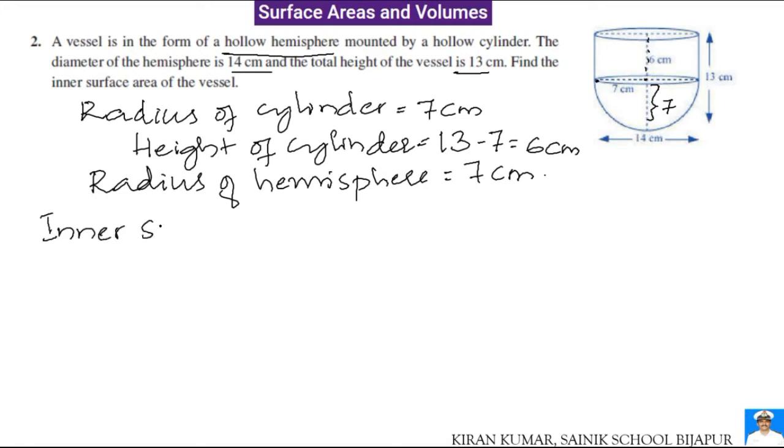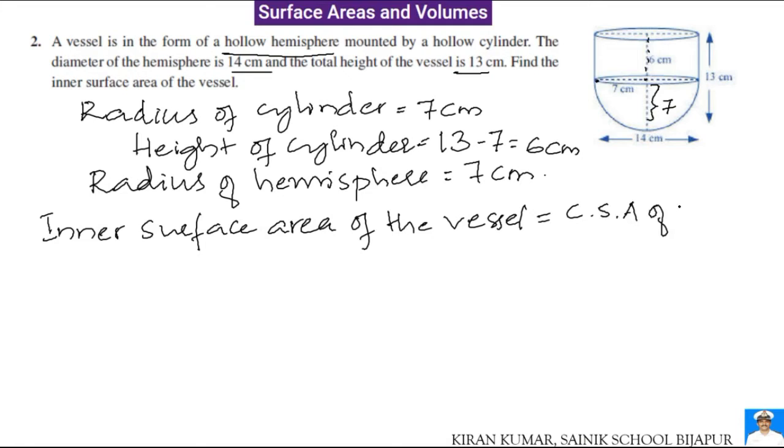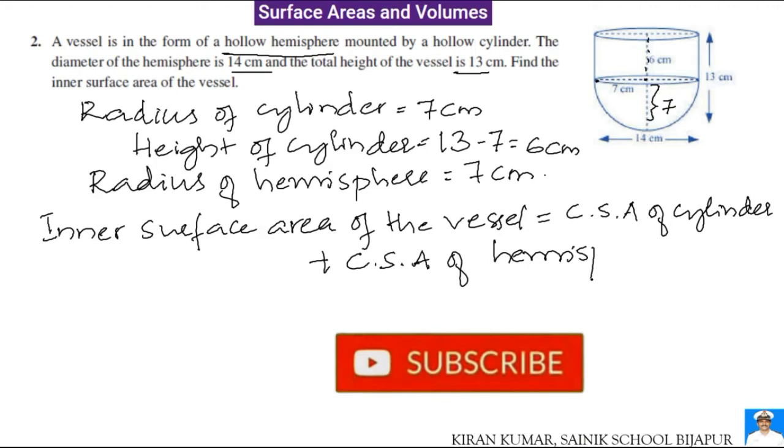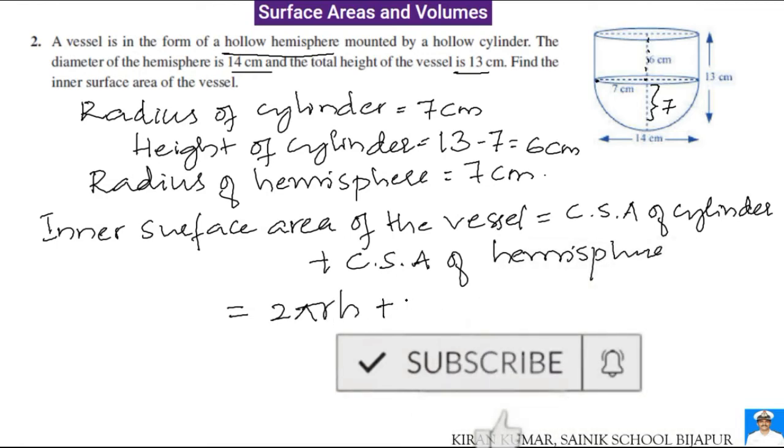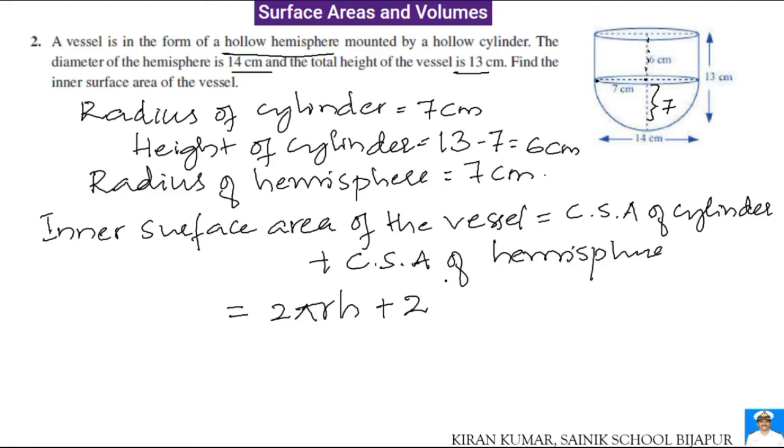So inner surface area of the vessel will be equal to the curved surface area of cylinder plus the curved surface area of hemisphere. The curved surface area of the cylinder is 2 pi RH, plus, for hemisphere, the curved surface area is 2 pi R square.